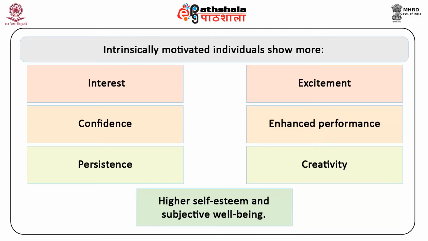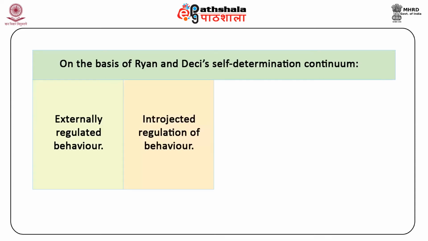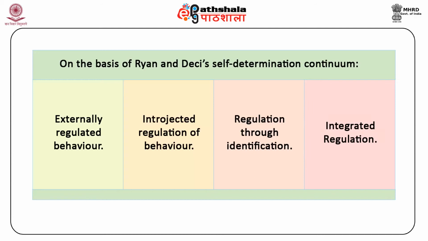Intrinsic motivation is weakened by punishment and by imposing goals, deadlines, and directives. Intrinsic motivation is also weakened by giving people rewards for completing interesting tasks, particularly if these rewards are perceived as controlling. Deci et al. In Ryan and Deci's self-determination continuum, distinctions are made between four different extrinsic motivation regulatory styles: externally regulated behavior, introjected regulation of behavior, regulation through identification, and integrated regulation.